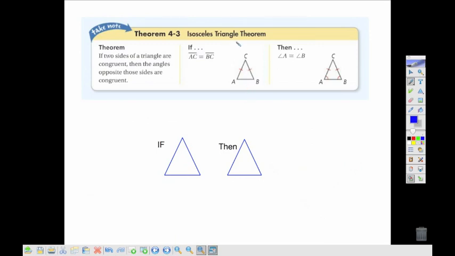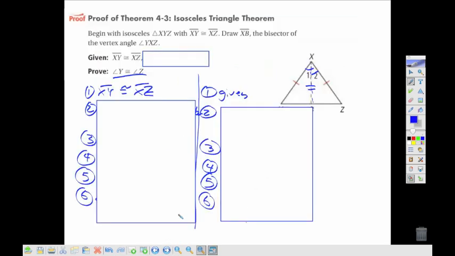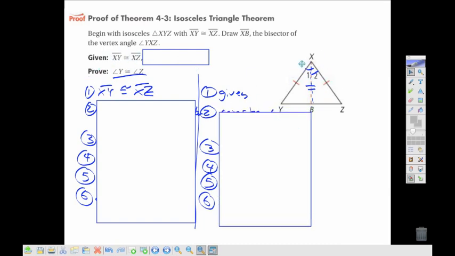Our first theorem dealing with isosceles triangles is looking at if we know that the sides are congruent, then that tells us something about the base angles that are opposite of that. So our proof for this would look like this. Now the book starts by giving you a little more information than is necessary. We're going to just start with our only given information that this is an isosceles triangle, or really XY congruent to XZ. So that's my given.